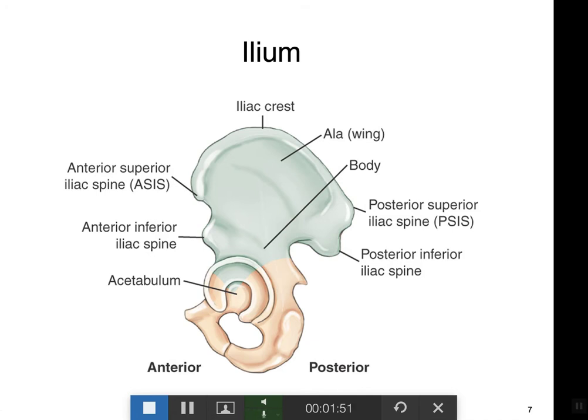The ilium consists of the iliac crest, the ala or wing, body, posterior superior iliac spine, the PSIS, posterior inferior iliac spine, again, acetabulum, anterior inferior iliac spine, and then, of course, your ASIS, your anterior superior iliac spine.